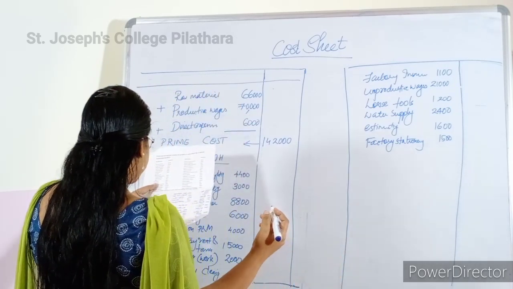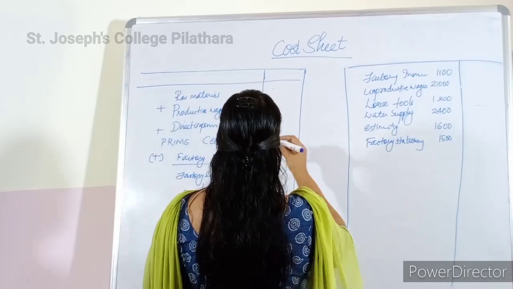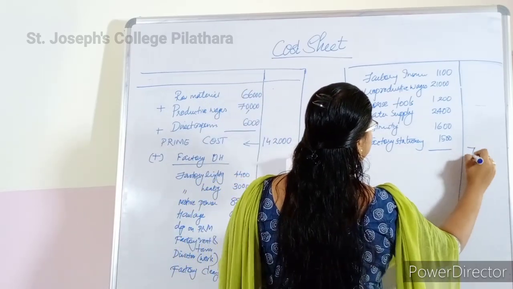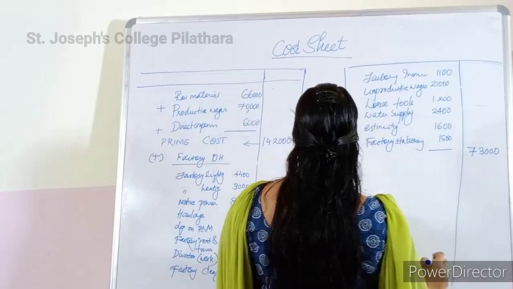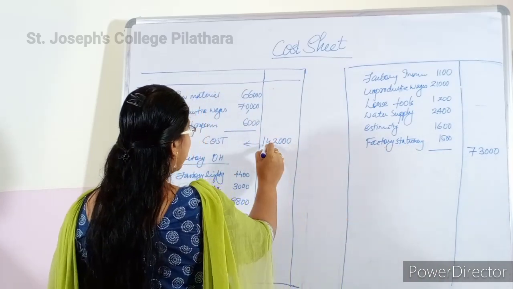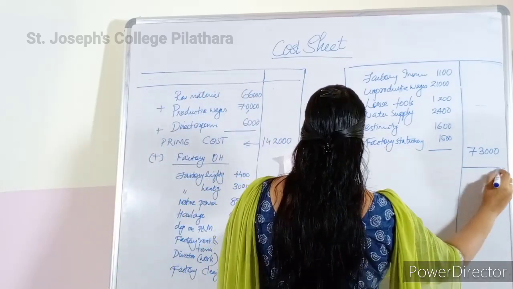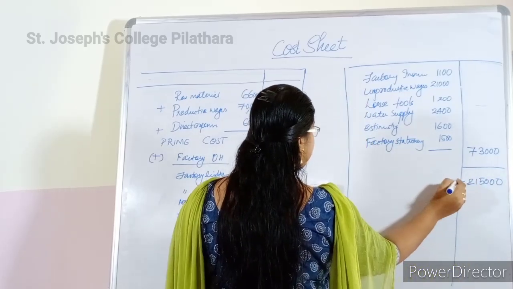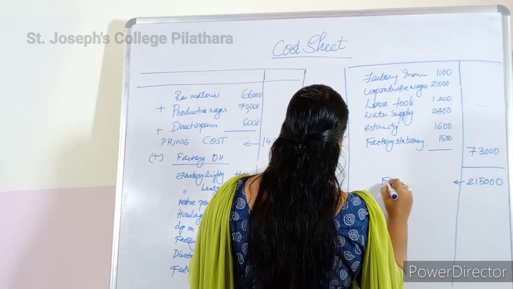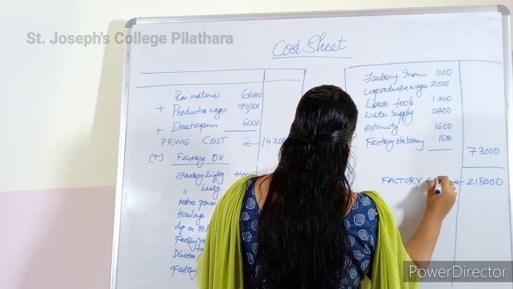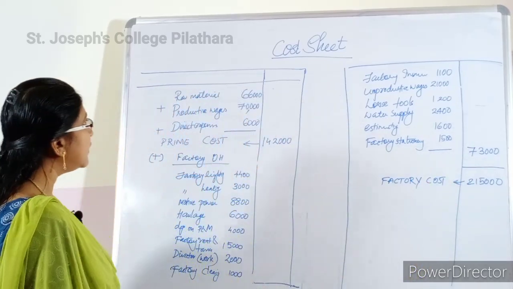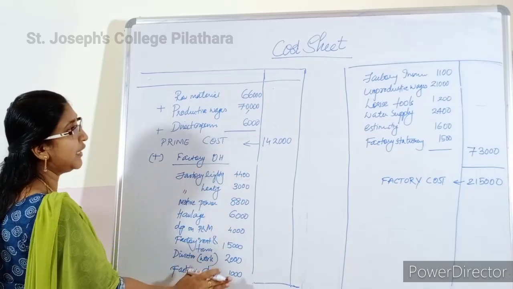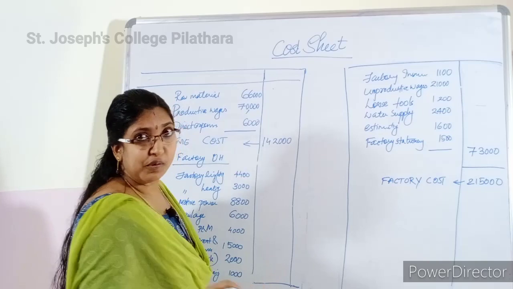So we can add up these factory level expenses. When you add up the factory overheads together, you will get 73,000. Now this 73,000 you will have to add up with the prime cost. Then you will get 2,15,000. This indicates the factory cost. Is it clear? That is factory expenses. When you add all the factory related expenses with the prime cost, you will get factory cost.